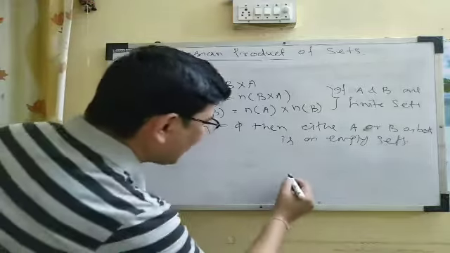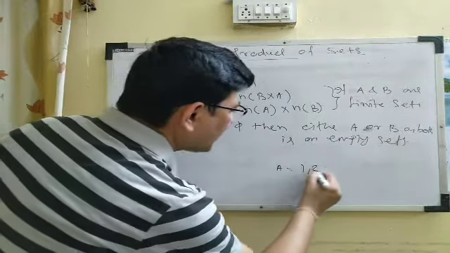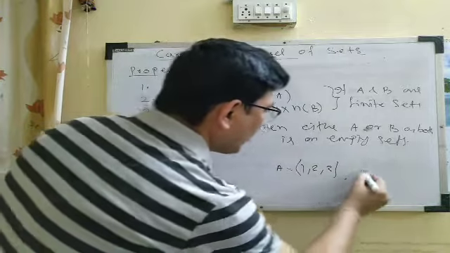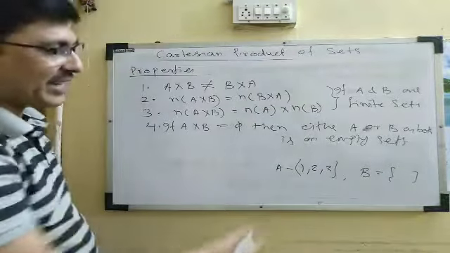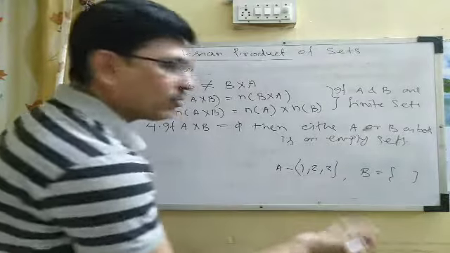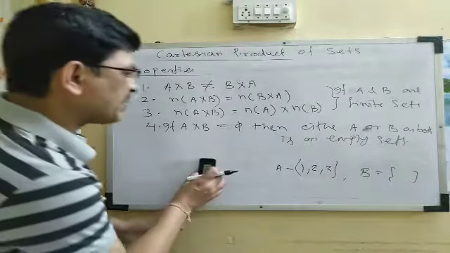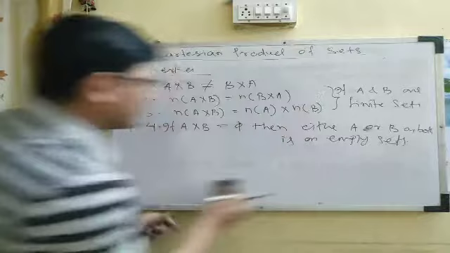Now you imagine, suppose A is equal to 1, 2, 3 and suppose B is the empty set. कुछ भी नहीं है इसमें. Can you find A cross B? 1 क्या लेंगे? कुछ भी नहीं. So that's why A cross B will be an empty set.